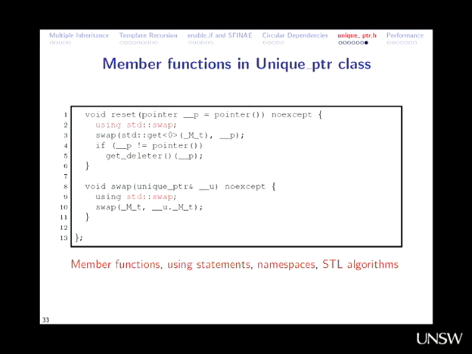Okay, so final slide to do with unique pointer. Here's some more member functions. We have a function called reset here, which says using standard swap, and then calls swap. But we've also got this member function down here called swap that also says using standard swap. So I've got two things. Again, I've got this function called swap. I've got this using standard swap.